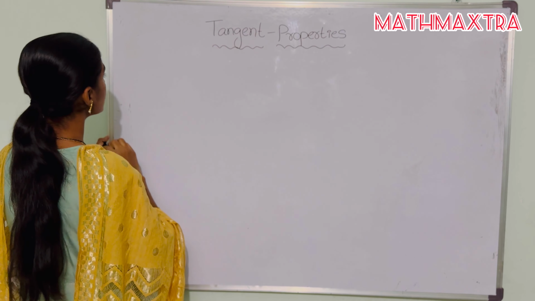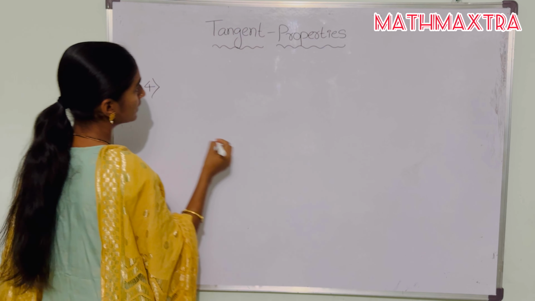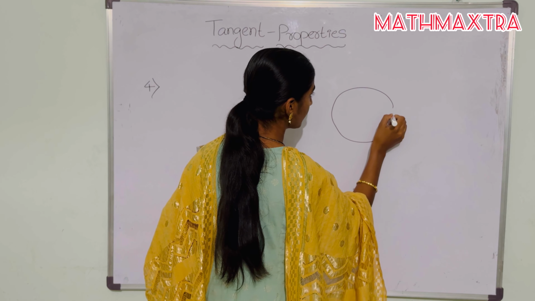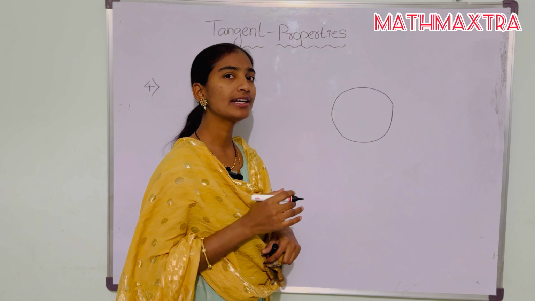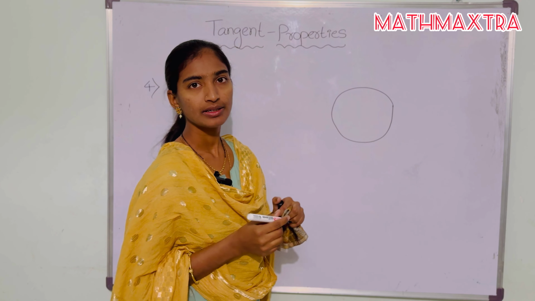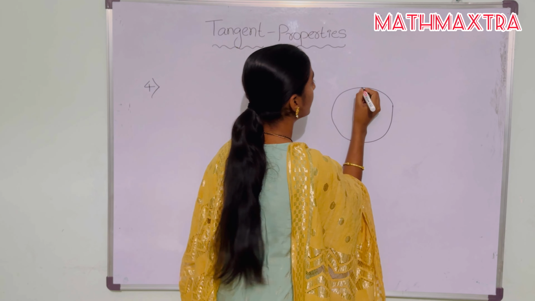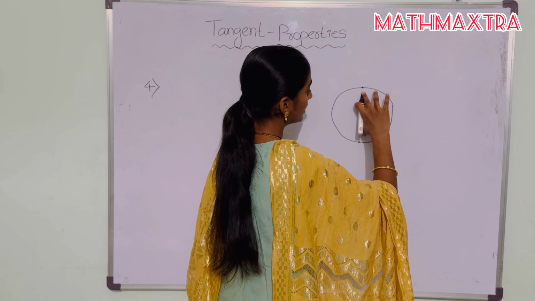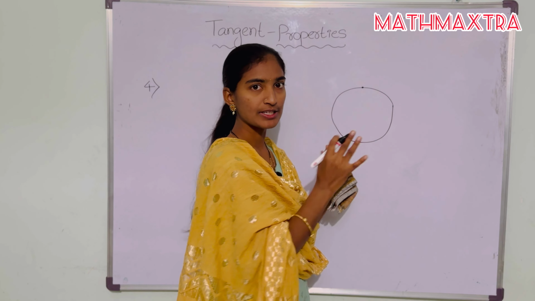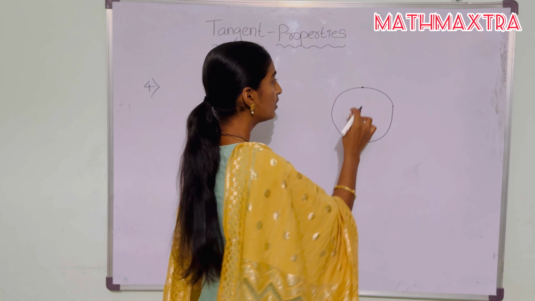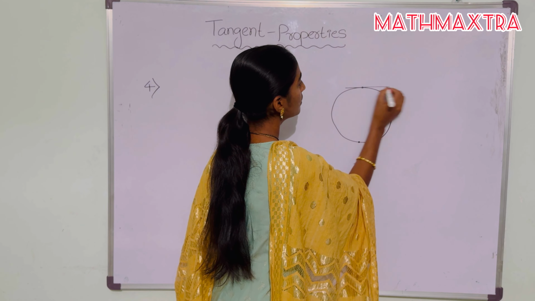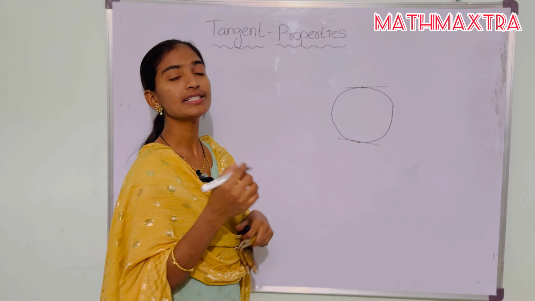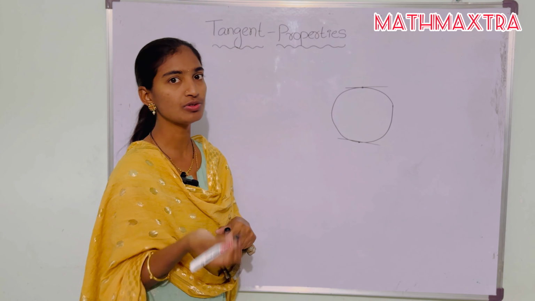Okay. Our next property: if you take a circle, how many parallel tangents can be drawn to a circle? In order to be parallel tangents, the distance between those two parallel tangents must be equal to the diameter, right? So at max we can draw two parallel tangents. Means the number of parallel tangents that can be drawn to a circle is at most 2.